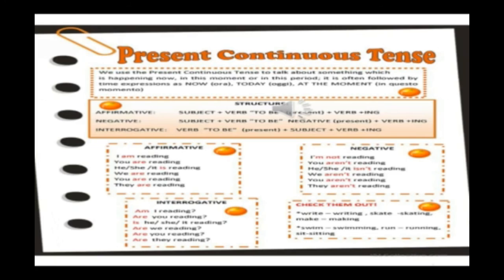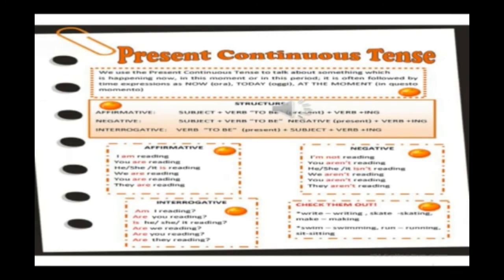Now let's sum up present continuous tense. We use the present continuous tense to talk about something that is happening now, in this moment, or in this period, and sometimes it is followed by some time expressions such as now, today, or at the moment.